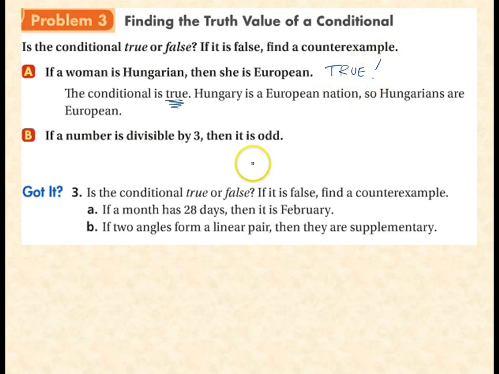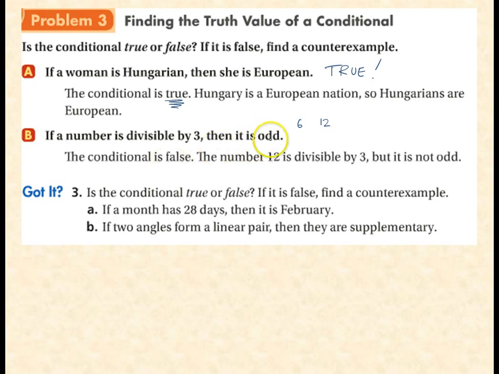If a number is divisible by 3, then it is odd. Let's see, is that true or false? Well, I can think of a few numbers that are even that are divisible by 3. Like 3 times 2 is 6. 3 times 4 is 12. There's a couple that are divisible by 3 but are not odd. So this conditional is false. In order to say that a conditional is false, you have to provide a counterexample. So here's a counterexample. We say it's false, 12 is divisible by 3, but is not odd.